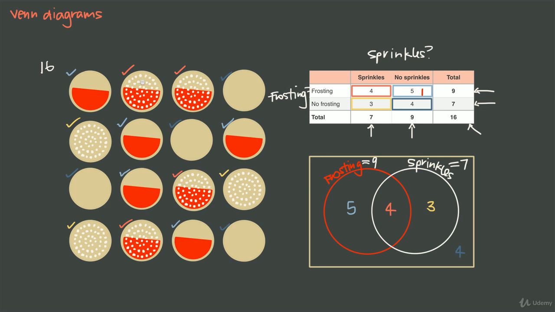This one is both frosting and sprinkles. So you could get frosting and sprinkles, put a tally there. And you could just keep going, tallying up your items until you get totals here. And you can see that you have 4 cookies here with both frosting and sprinkles, or 5 cookies with frosting but no sprinkles. Once you get that body of your two-way data table built, then you can create these totals if you want to, and you can express all of the data from your two-way data table in a Venn diagram like this one.